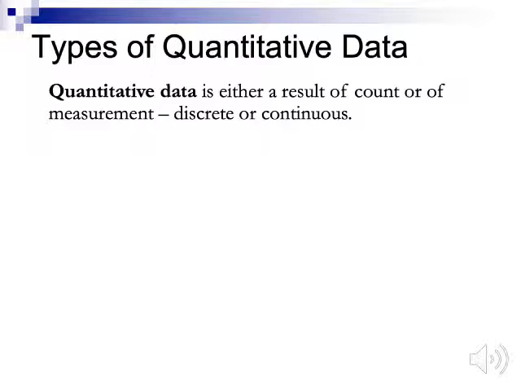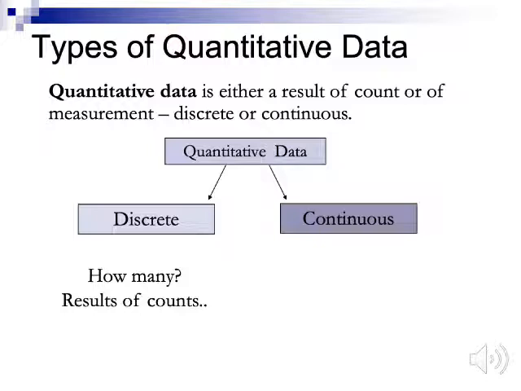So quantitative data can be discrete or continuous. When we say discrete, it is a result of counts. So how many? So it is a whole number. It does not take a decimal value.